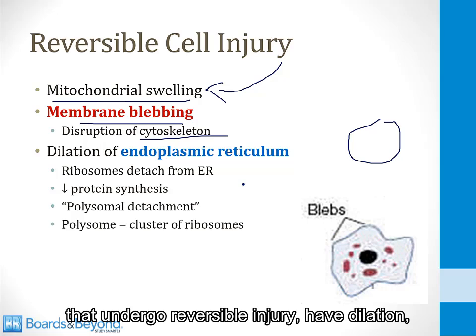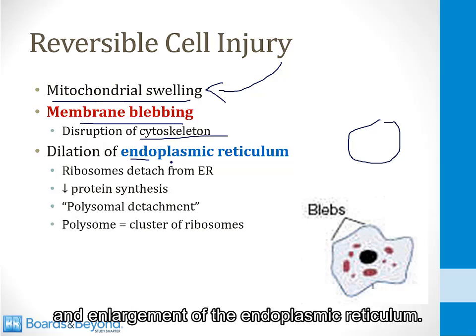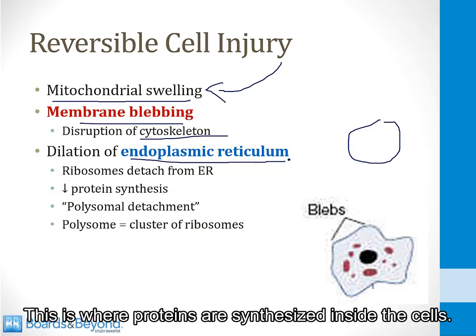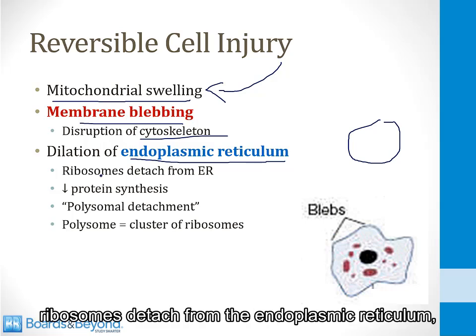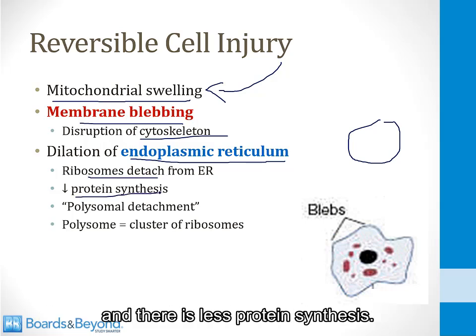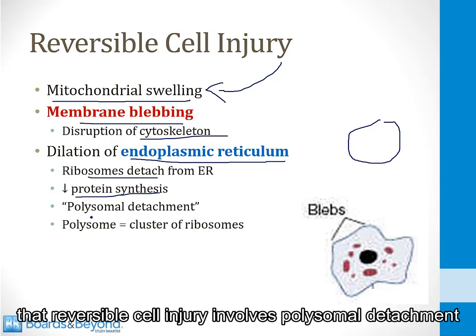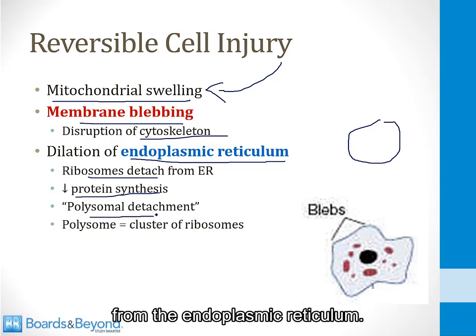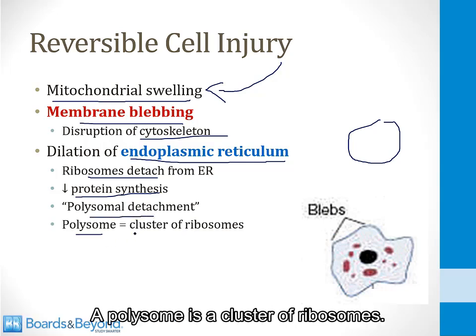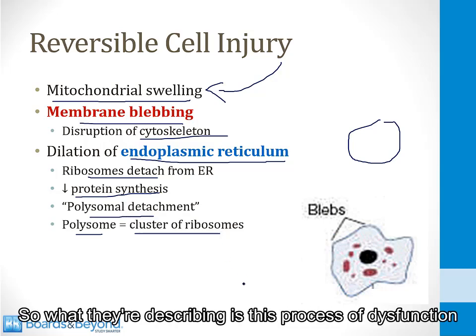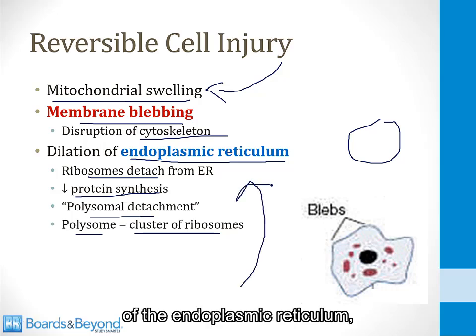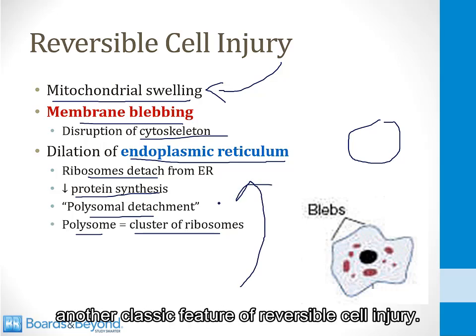And then finally, you should know that cells that undergo reversible injury have dilation and enlargement of the endoplasmic reticulum. This is where proteins are synthesized inside the cells, and when there is cellular injury, ribosomes detach from the endoplasmic reticulum and there is less protein synthesis. You will read in your textbooks that reversible cell injury involves polysomal detachment from the endoplasmic reticulum. A polysome is a cluster of ribosomes, so what they're describing is this process of dysfunction of the endoplasmic reticulum, another classic feature of reversible cell injury.